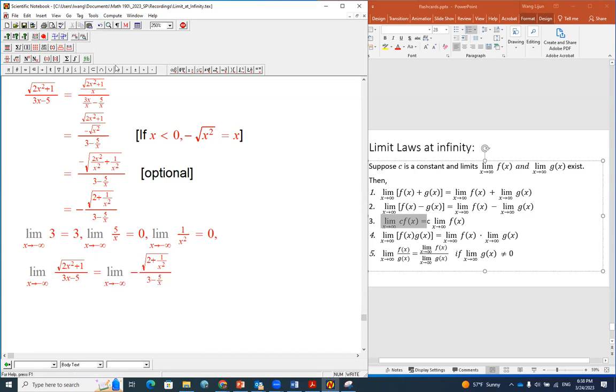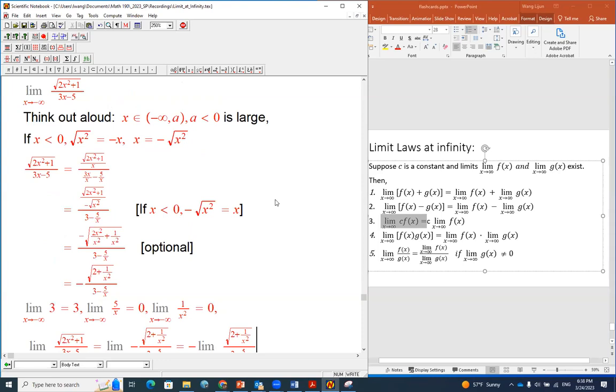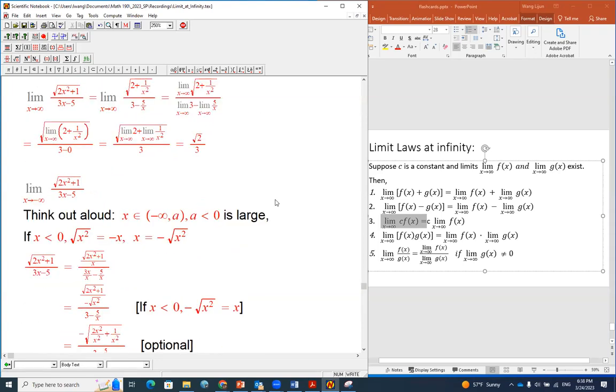Okay, you can bring the negative sign outside. So you're going to have a negative sign there. And the rest is the same, okay? The rest will be completely the same.